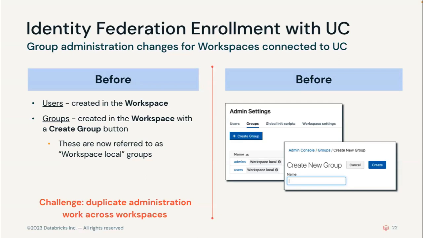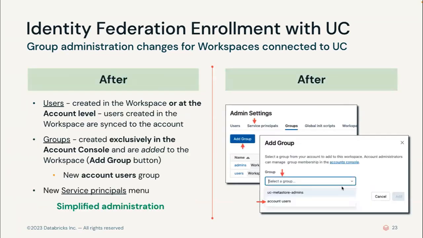And I'm just showing you the picture because you see that create group button with the plus sign, that's going to go away. After you add the workspace to Unity Catalog, you can still create users locally. And if you do, we're going to sync them up to the account level for you automatically. But you can't make groups locally anymore. Instead, what you do is you create the groups in the account console, and then you go back to your workspace admin console, and you can click the add group button. So it's a subtle change. It's the difference between creating a group and adding a group to the workspace, right? So the groups are managed centrally at the account level.